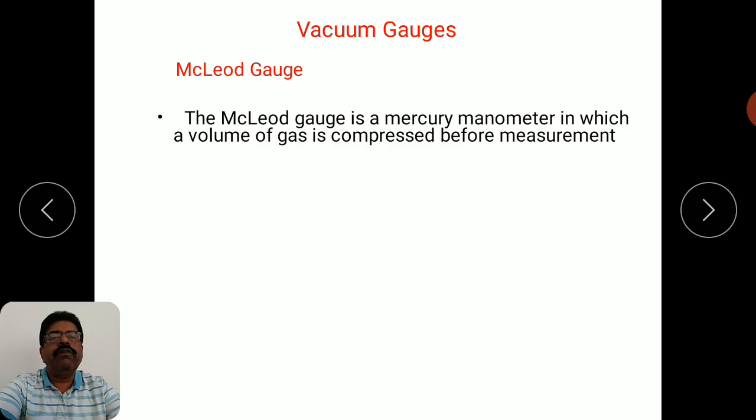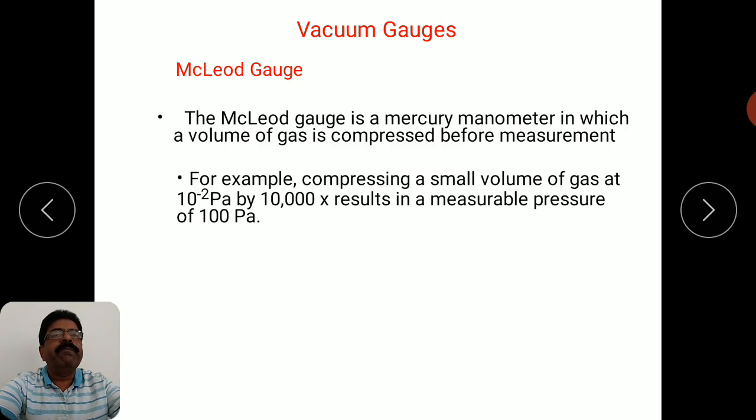So before actual measurement of vacuum, a certain known volume of the gas will be compressed. For example, compressing a small volume of gas at 10 raised to minus 2 Pascal. This is just an example. Suppose you have a gas at 10 raised to minus 2 Pascal and you compress it by 10,000 times. That will result in a measurable pressure of 100 Pascal. So you can easily measure the pressure of 100 Pascal.